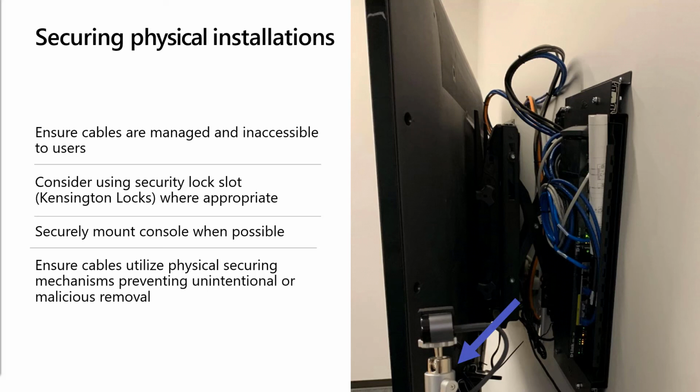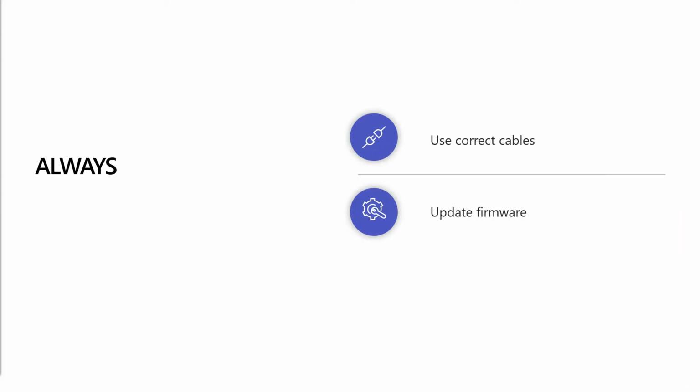One other thing I'd like to point out in this picture is right here, this rolled up piece of paper is the room diagram. So not only could the IT staff member go to Microsoft Teams and look at an online version of the diagram, they could simply walk into the room, look behind the monitor, and see the diagram of how that Teams Rooms is laid out. Always use the correct cables and always update the firmware.